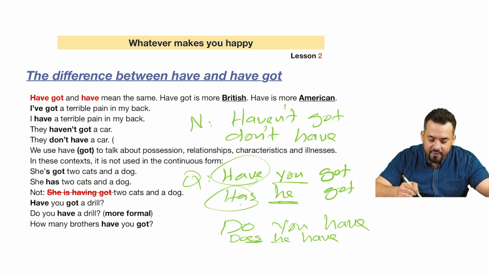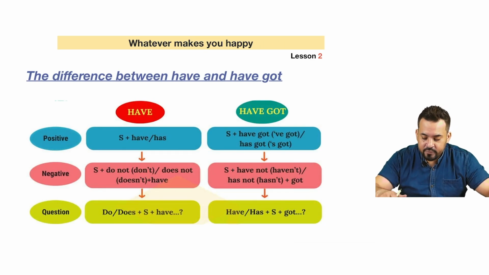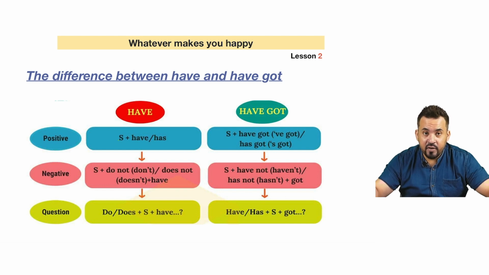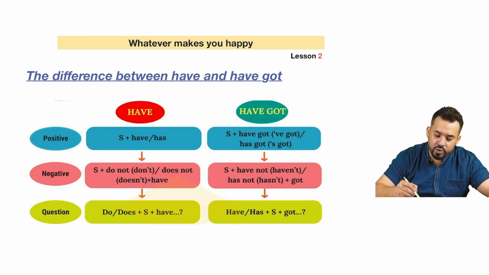Okay, so have you got a drill? Do you have a drill? How many brothers have you got, or how many brothers do you have? Let's take a look at this. Positive, have: we have subject plus have or has, depending on the subject. So if the subject is a single noun, then we will use has. If the subject is I, you, we, they, or a plural noun, we will use have.